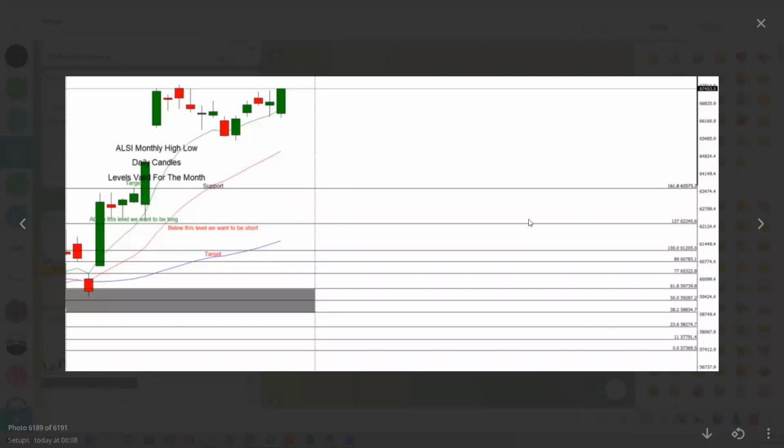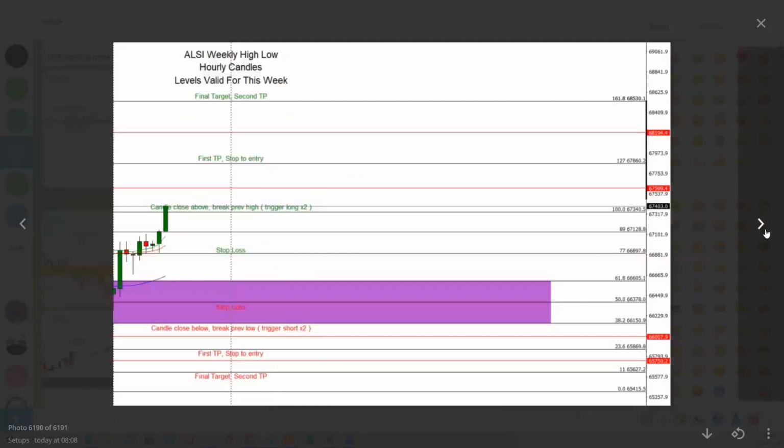On the Aussie monthly high low, currently above all the levels, and we need to wait for moving average crossover to look for any other indications.